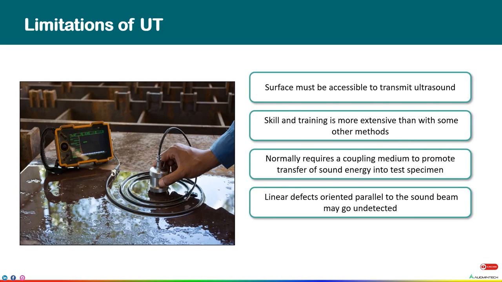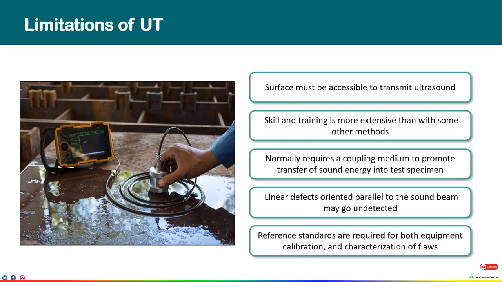One more limitation of UT is that linear defects that are oriented parallel to the sound beam may go undetected. Also, materials that are rough, irregular in shape, very small, exceptionally thin, or homogeneous are very difficult to inspect by this method. Moving on, reference standards are required for both equipment calibration and characterization of flaws. UT cannot give us accurate results unless reference standards and proper calibration are used. Therefore, without proper calibration, false results can be obtained.